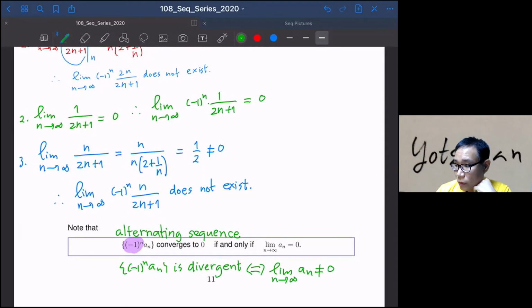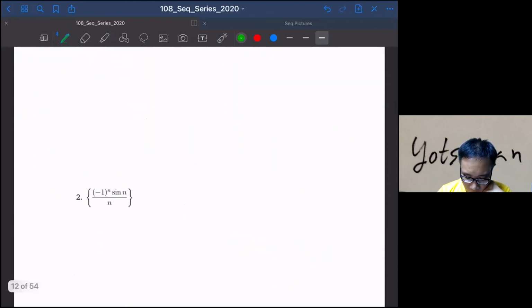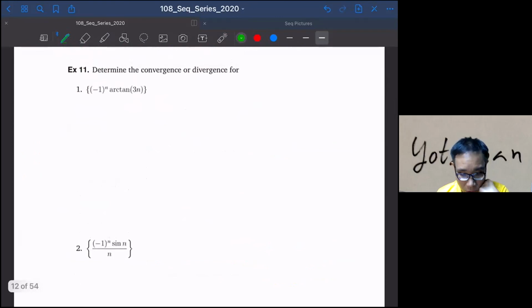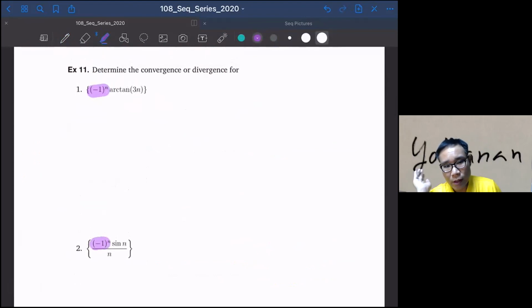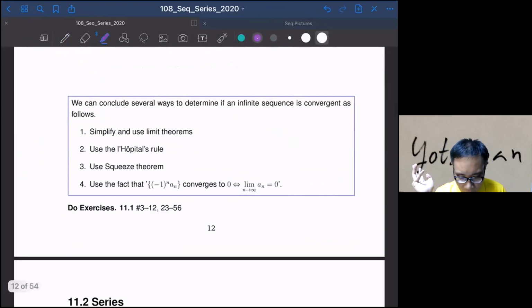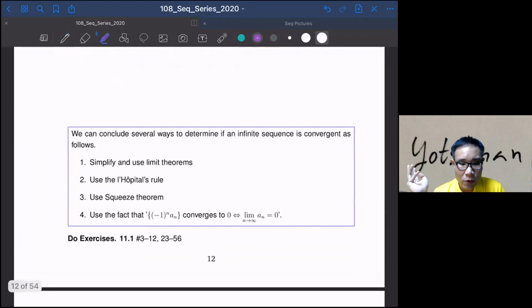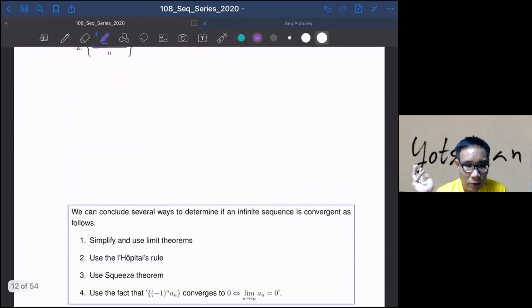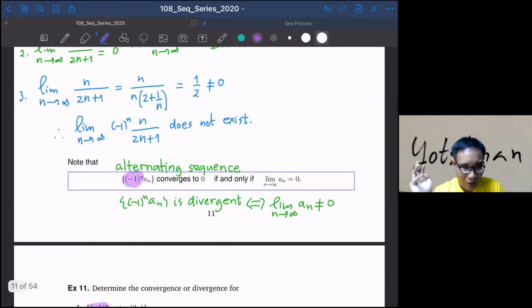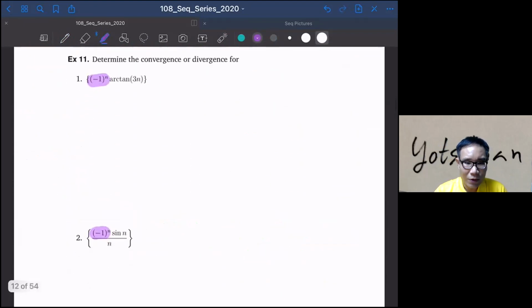You're going to have to do this one on your own. Do this example 11. You see that you have (-1)^n for both of these, and you need to determine whether the limit as n goes to infinity of a_n turns out to be equal to 0 or not. I'm going to conclude this one during the recitation on how to find the limit. That should be all for this lecture, and it was about sequences.